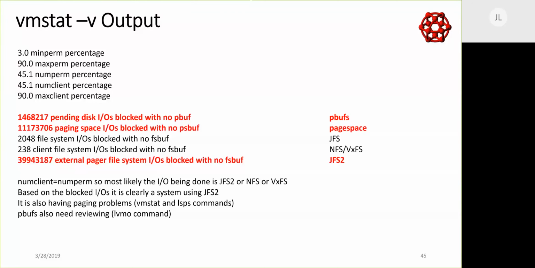So this system was obviously having paging problems, and its pbuffs needed reviewing and so on. And we don't tune pbuffs the way we used to. We now run the LVMO command, and we figure out which volume group has the problem, and we increase the pbuffs for only that volume group. Because again, these are pinned memory buffers, so we don't want to allocate them unnecessarily.